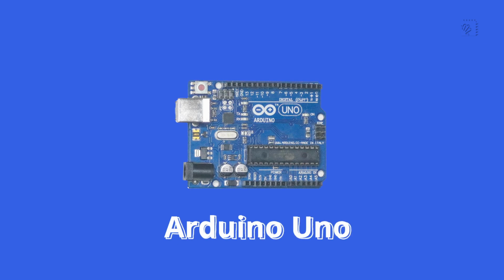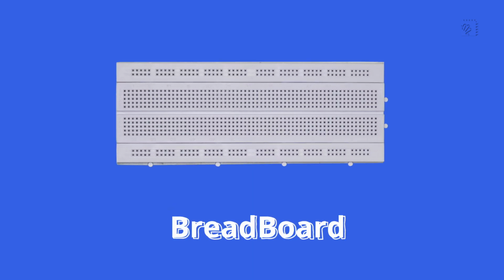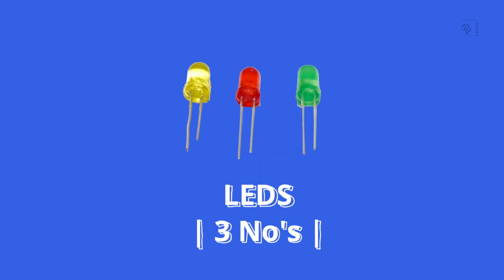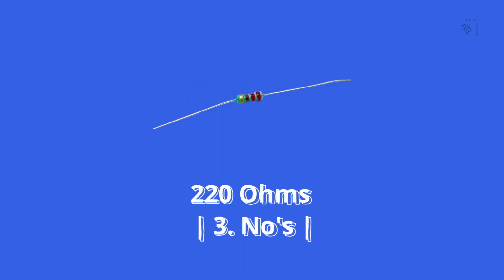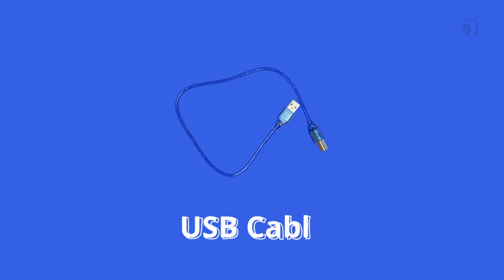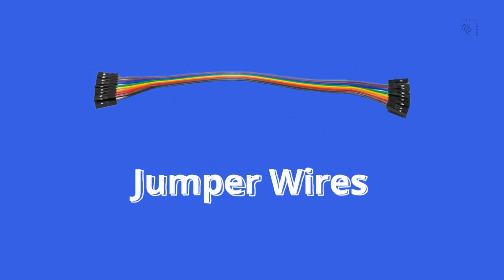Let's quickly go over the components you'll need for this project. An Arduino Uno, a breadboard, 3 LEDs: red, yellow, and green, 3 220 ohm resistors, a USB cable, and jumper wires.